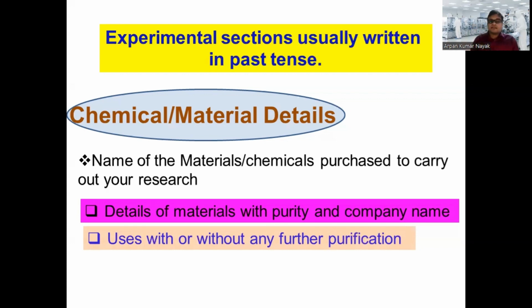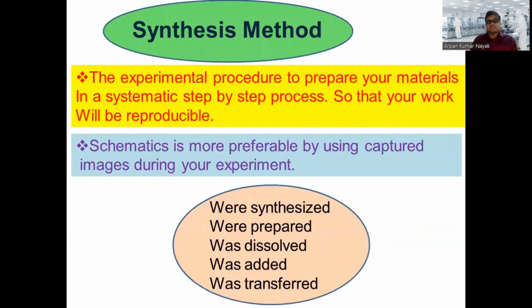Then after giving your materials details, you can declare that the chemicals were used without further purification. So this is about the chemicals or materials details.